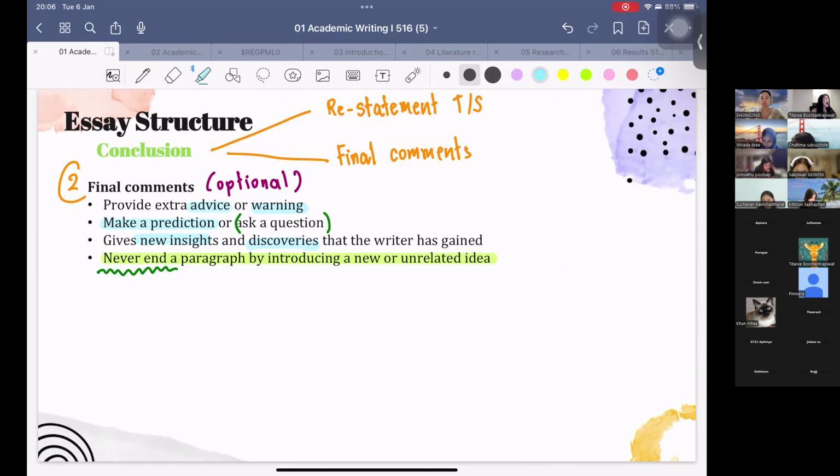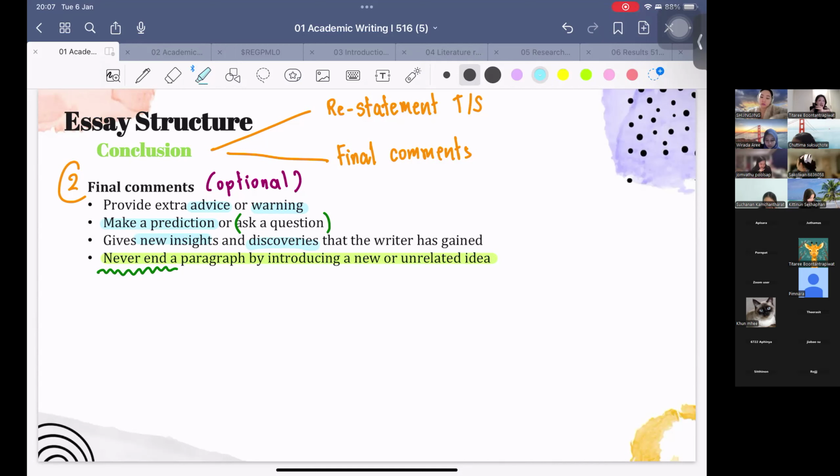Something that you can add in your conclusion paragraph to make it not too short is called a final comment. But the final comment here would be optional. You can choose to have it or not have it. This is your choice. If you have time, if you can come up with something, yes, you can write it. For the final comment, normally what you can go for is to write something like advice or warning about the topic that you discussed prior.